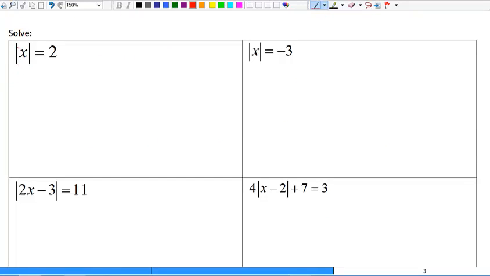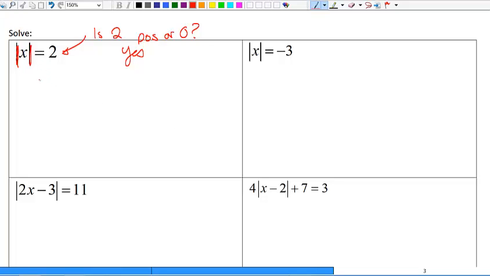Okay, step 1. Are these absolute value bars isolated? Well, in this problem, they already are isolated. The second step is to determine: is this 2 positive or 0? Well, the 2 is positive or 0, so the answer is yes, which means I can keep going.